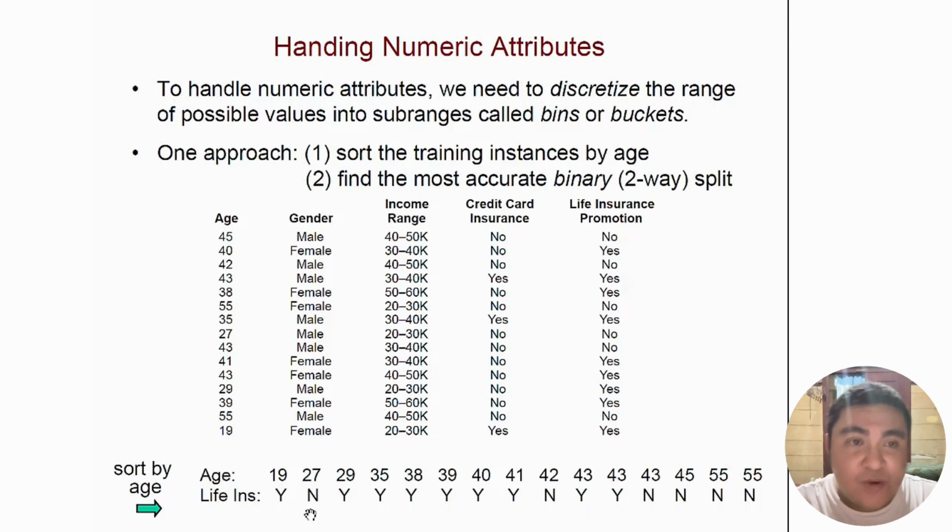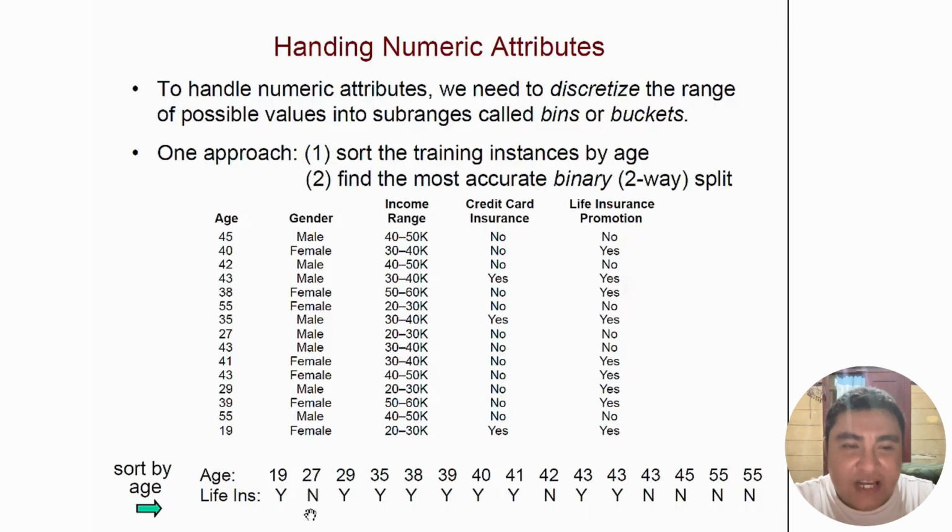So accordingly, to handle numeric attributes, we need to discretize the range of possible values into sub-ranges called bins or buckets. One approach is that we sort the training instances by age, okay? And then find the most accurate binary two-way split. When you say binary two-way, the numeric set will be divided into two parts. In statistics, you have that as upper or lower bound, okay?